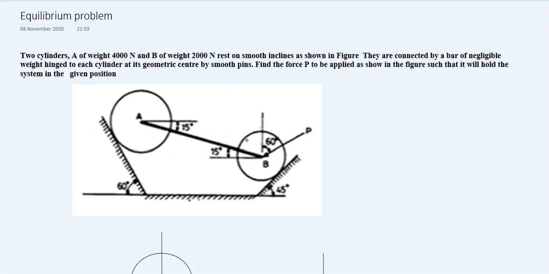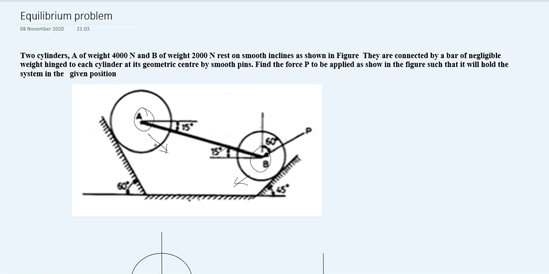So we have bar AB. This bar is hinged at its centers: it is connected at this center, and at this center. Definitely this bar is under compression, because this roller tries to come inside the inclination, and this roller also tries to come inside the inclination. So definitely we have an action of compression.